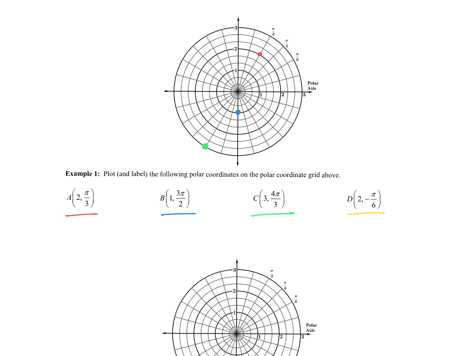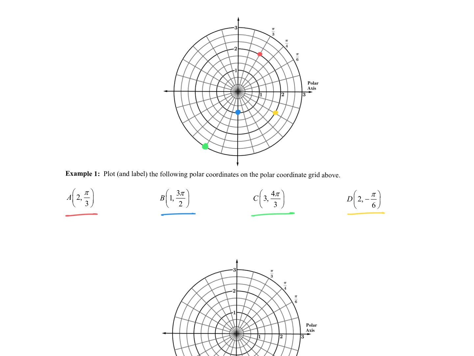And so now I have 2 comma negative pi over 6. Well, negative pi over 6 is not on my unit circle, so what should I actually think of? Okay, it flips, so where does it go? 11 pi over 6. And so then I go out how much? 2. And so now we are right there.